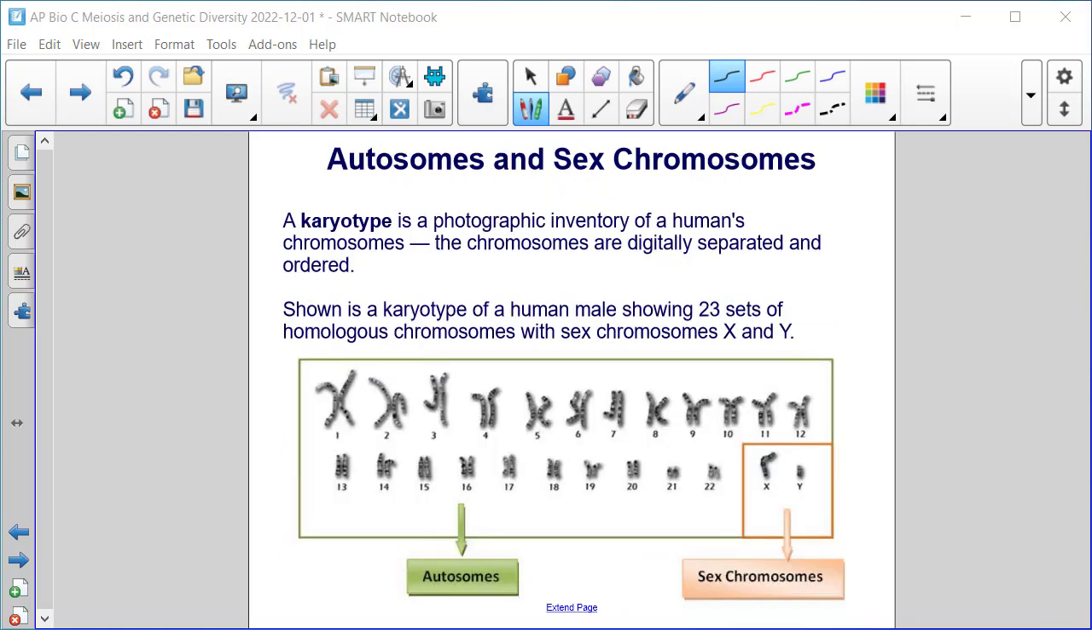A karyotype is a photographic inventory of a human's chromosomes. The chromosomes are digitally separated and ordered. Shown is a karyotype of a human male, showing 23 sets of homologous chromosomes with sex chromosomes X and Y, which you can see here.